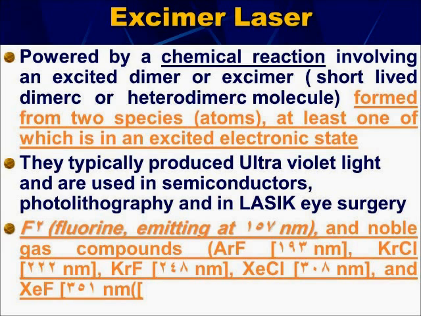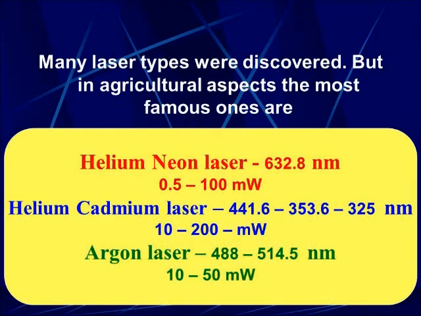This excimer laser is a chemical reaction between 2 molecules, consisting of 2 atoms. One of them is in an excited electron state. For example, the fluoride emitting, and it's a noble gas also, such as argon fluoride, krypton fluoride, and many other examples. Many laser types were discovered, but in agriculture aspects, the most famous ones are the helium neon laser, helium cadmium, and argon laser.